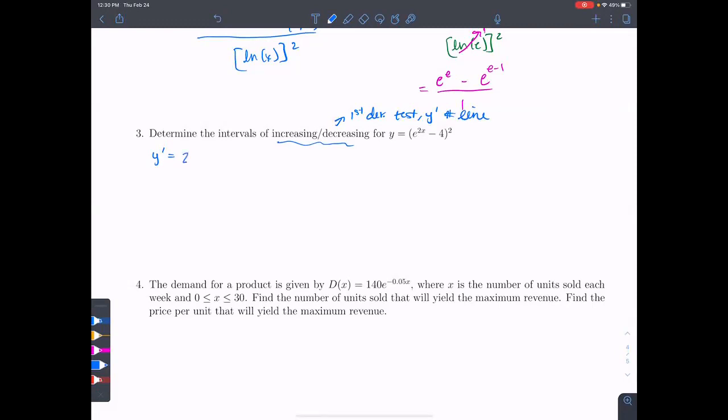So y prime is going to be 2 times e to the 2x minus 4 to the first, exponent down front, decrease it by 1, leave the inside alone, and then times the derivative of the inside. So times e to the 2x times 2, e to the u du. Holy, okay. So we have 4e to the 2x, excuse me, times e to the 2x minus 4.